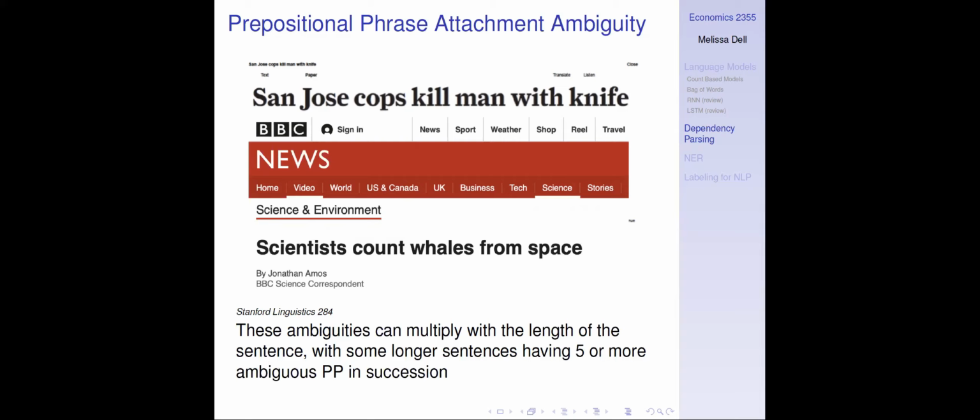And these ambiguities actually multiply with the length of the sentence. And it's not uncommon to have, you know, 5 or more ambiguous prepositional phrases in succession. So if you spend much time talking to little kids, you'll see that some of the adorable things that they say are based on trying to figure out what prepositional phrases refer to.